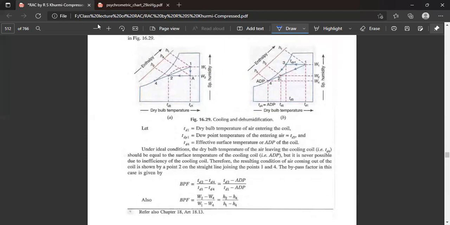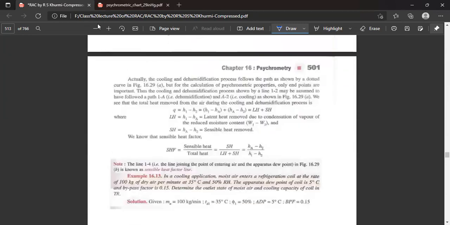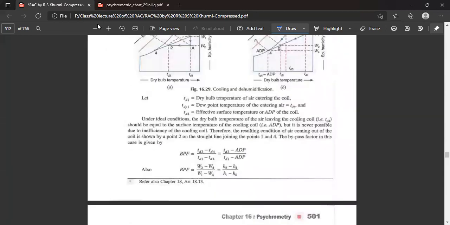Under ideal conditions, the dry bulb temperature of the air leaving the cooling coil should be equal to the surface temperature of the cooling coil, but this is never possible due to the efficiency of the cooling coil. Therefore, the resultant condition coming out of the coil is shown by point 2 on the straight line joining 1 to 4.